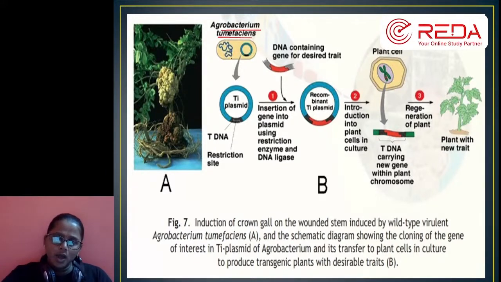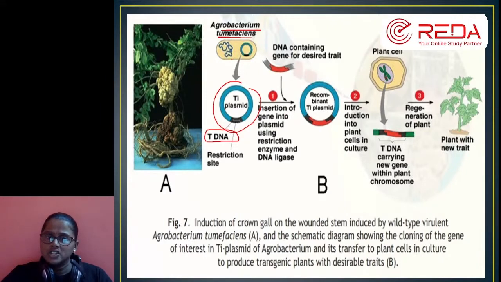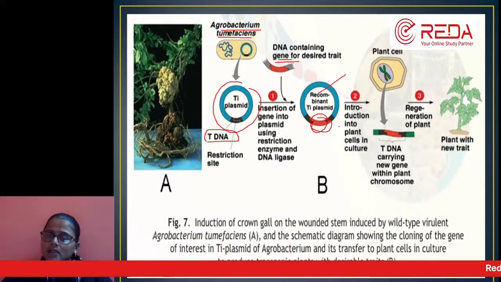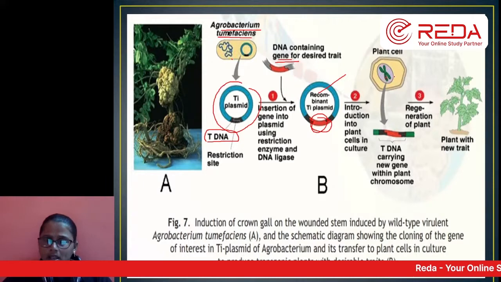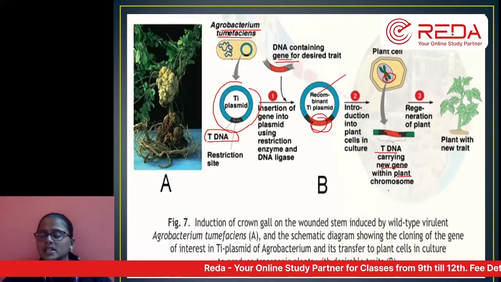After isolating, we break the cell wall and the Ti plasmid will be released. The Ti plasmid automatically has the transfer DNA. Okay, so you are going to insert the gene of interest. We have taken the gene of interest, now the Bt cotton gene. So that desired gene will be added at this transfer DNA site. Now it becomes a recombinant Ti plasmid. Then we introduce it into the plant cell so that it combines with the plant chromosome, so they have the new gene within the plant chromosome.